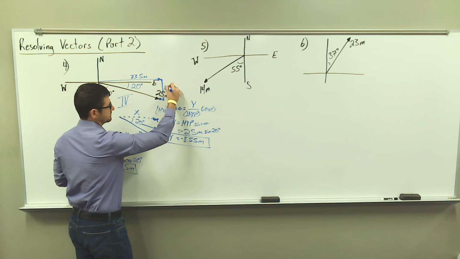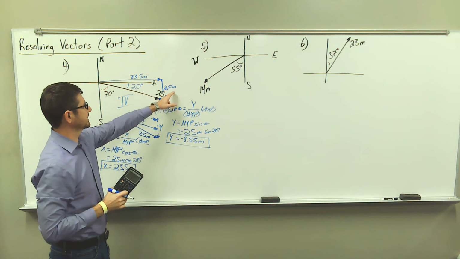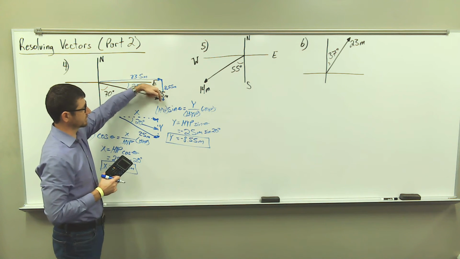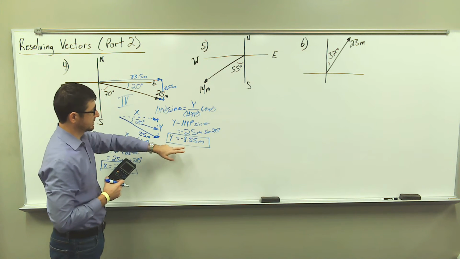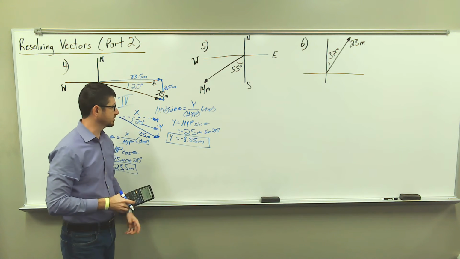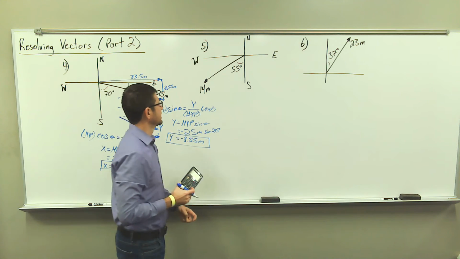Okay? All right, so I've labeled it here. Now we don't need to put the negative sign here because we have our vector arrow going down in a negative y direction. But in our answer, we do need to say negative 8.55 meters. Let's move on to number 5.